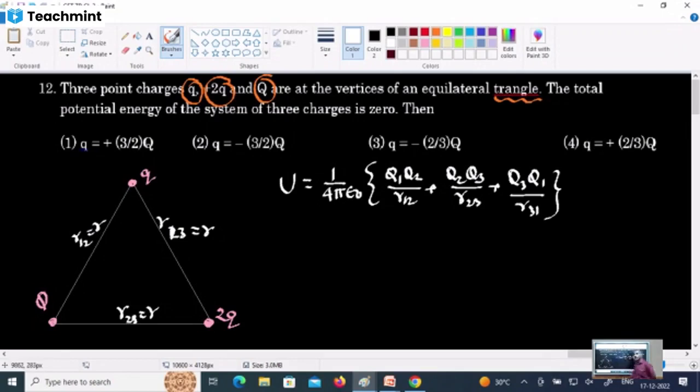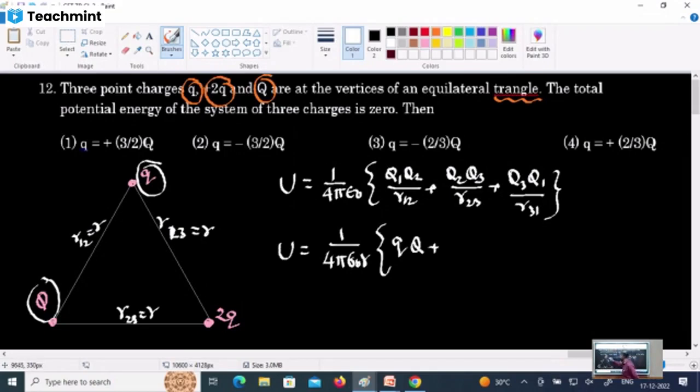This is the formula. So what does the formula become in this situation? Since R12, R13, R23 are all the same, I can take 1 by 4 pi epsilon naught R outside. Q1 Q2 is Q into capital Q, plus Q2 Q3 means 2Q into capital Q, plus Q3 Q1 means 2Q square. And that should be equal to 0.